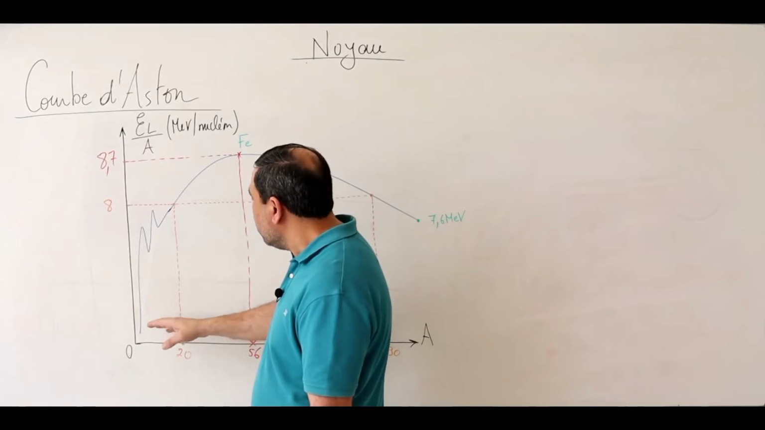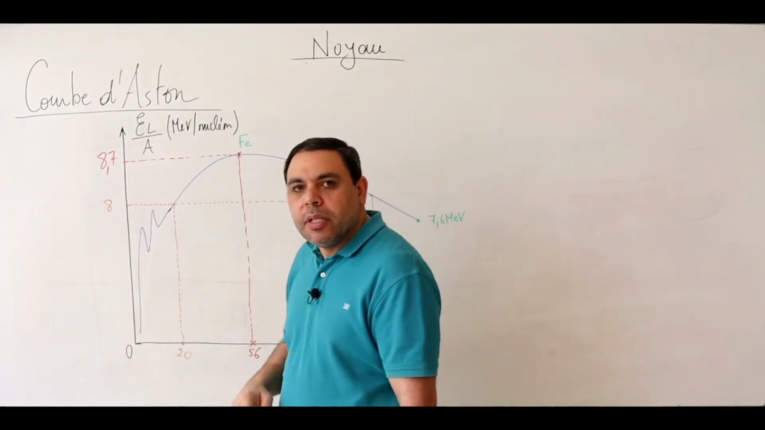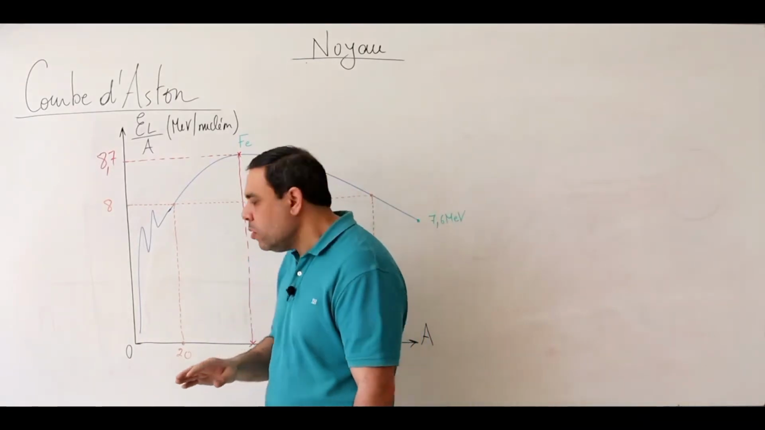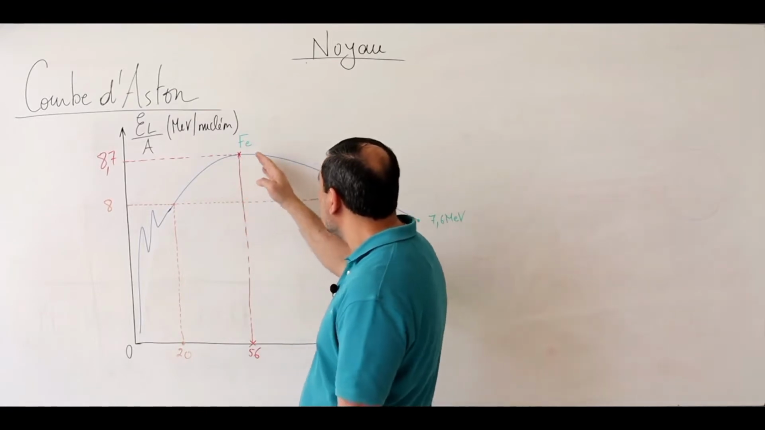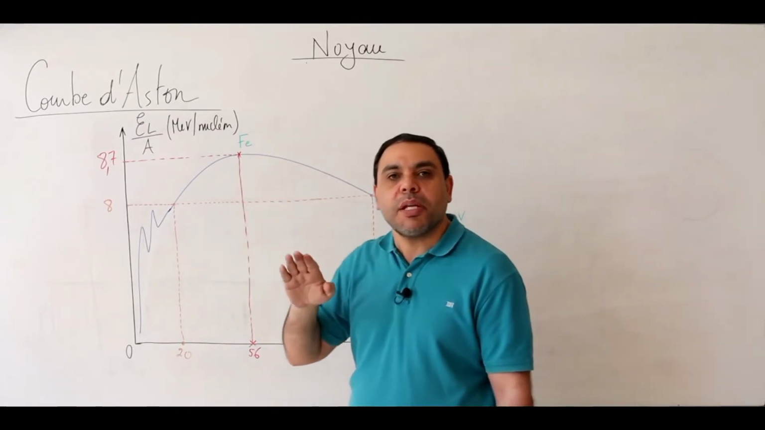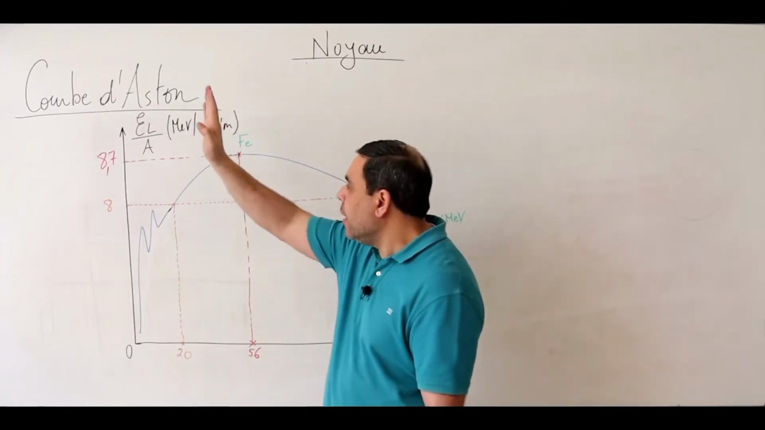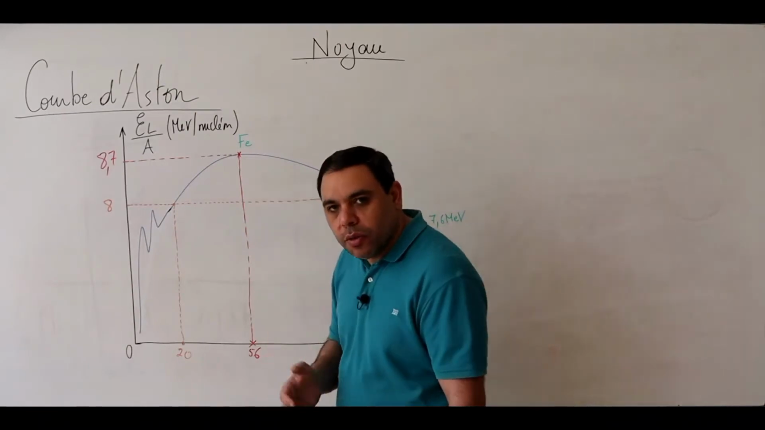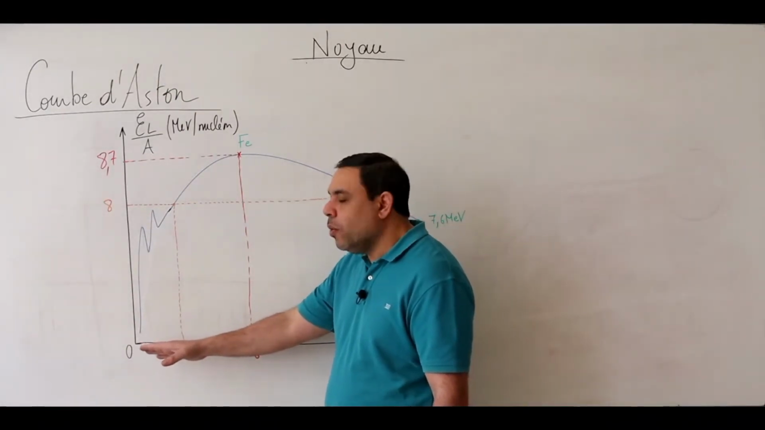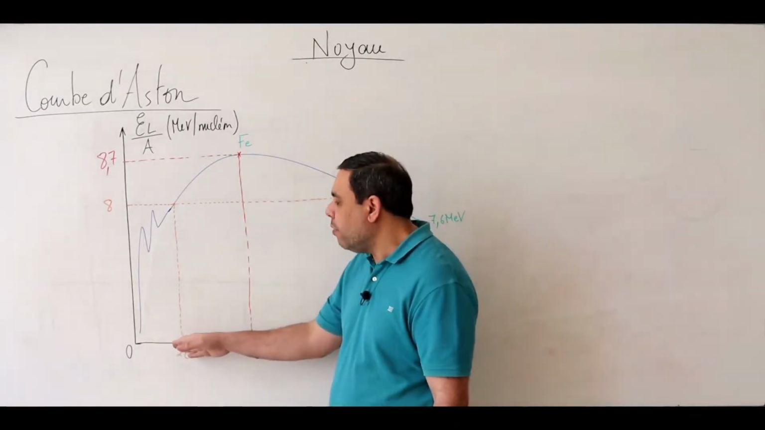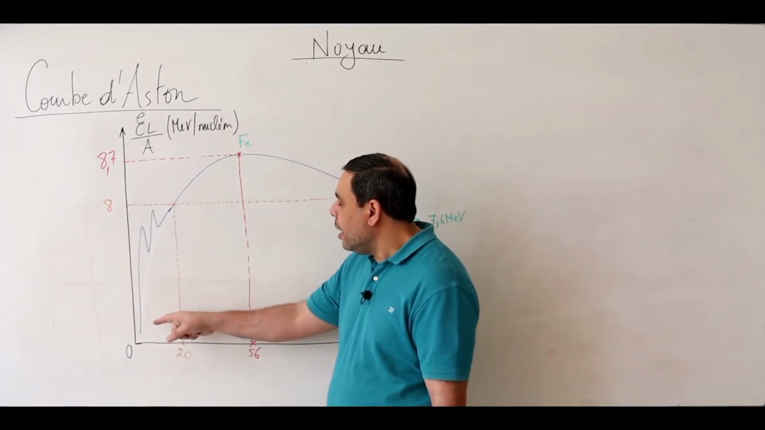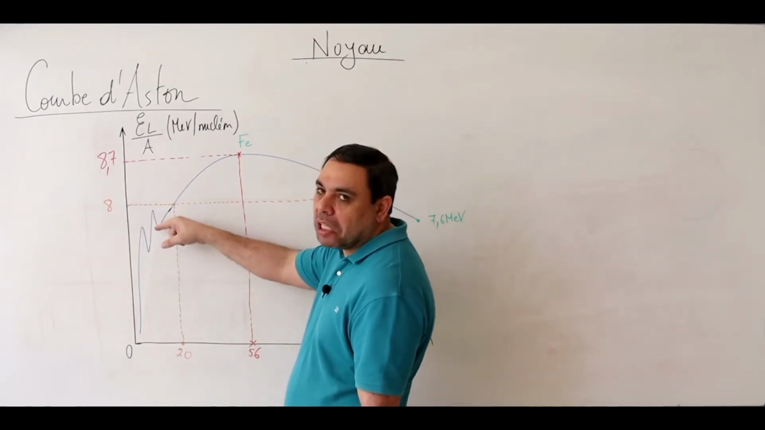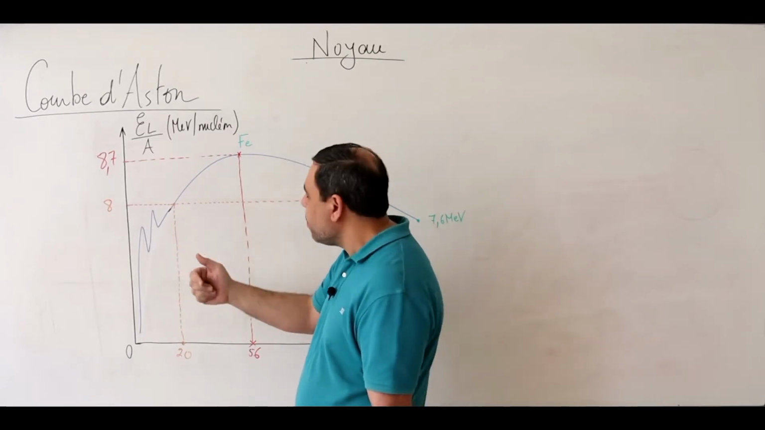If we find the binding energy per nucleon of all nuclei in the world, we find them distributed like this. This curve is called Aston's curve, the binding energy per nucleon as a function of the mass number. When the number of nucleons increases from 0 and onward until 20, we notice a certain irregularity in the curve. Increasing, decreasing, increasing, decreasing, in an irregular manner.